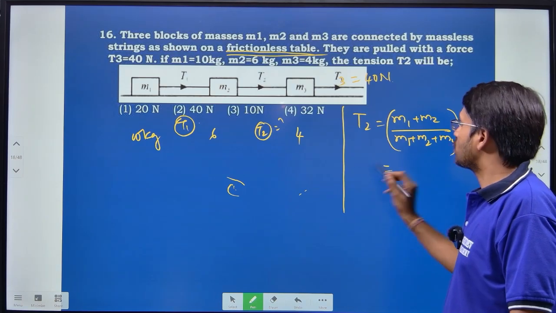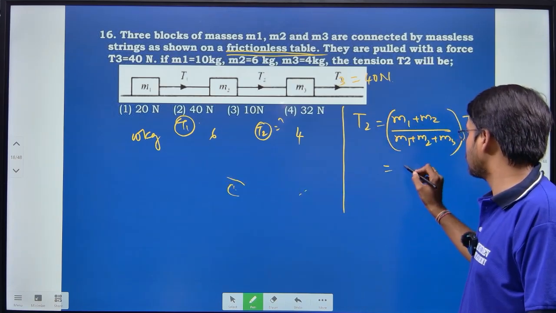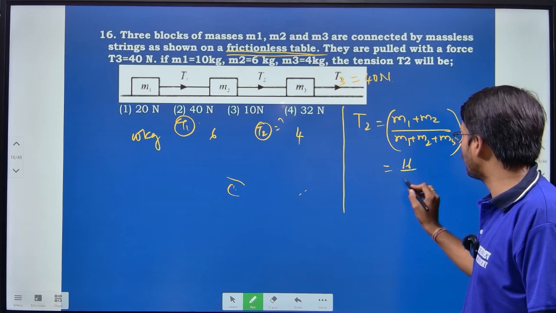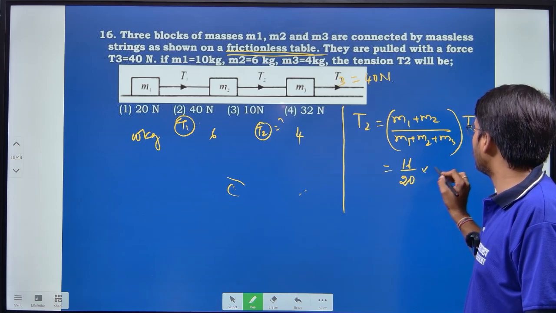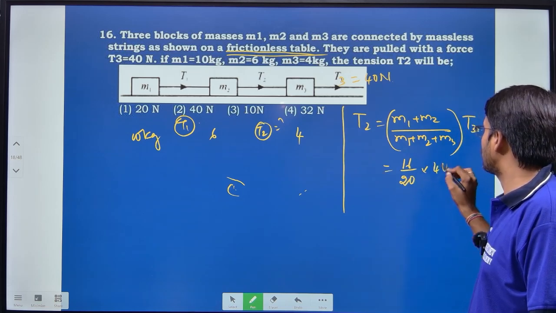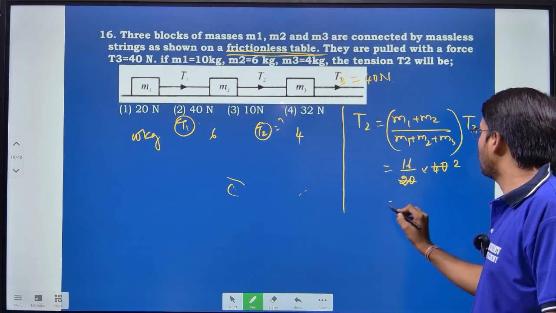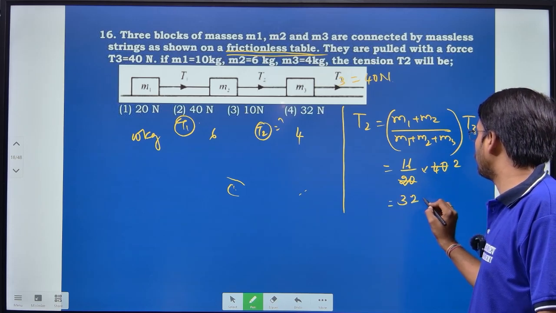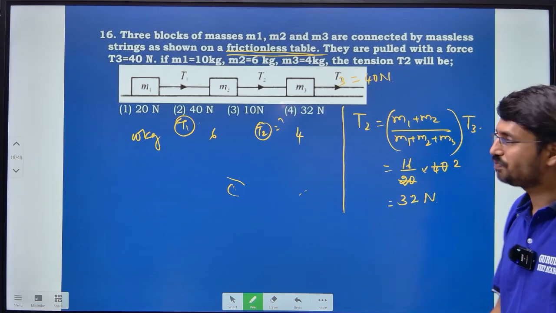What is M1 plus M2? 10 plus 6, that is 16. 16 plus 4 will be 20. Multiplied by T3, which is 40. So 16 into 2, that will be 32 Newton.